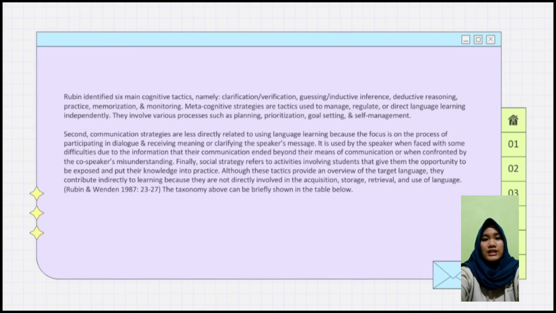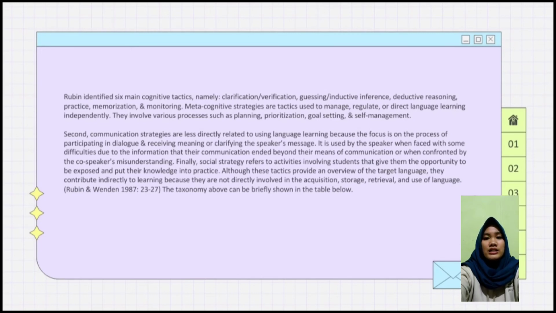Metacognitive strategies are tactics used to manage, regulate, or direct language learning independently. They involve various processes such as planning, prioritization, goal setting, and self-management.